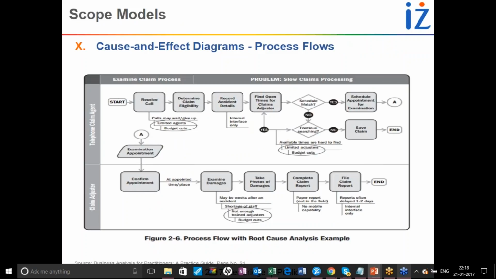So process flow is also an example of scope modeling. Here you are analyzing top level steps, and for each top level step you are looking at the important details. When you are receiving a call, this call may wait or give up. Why? Because there are limited agents and there's a budget cut. Here you are doing the 5 Whys analysis, and this is the thing which needs to be addressed. So this information is circled here, and this is the important thing which needs to be taken care of.